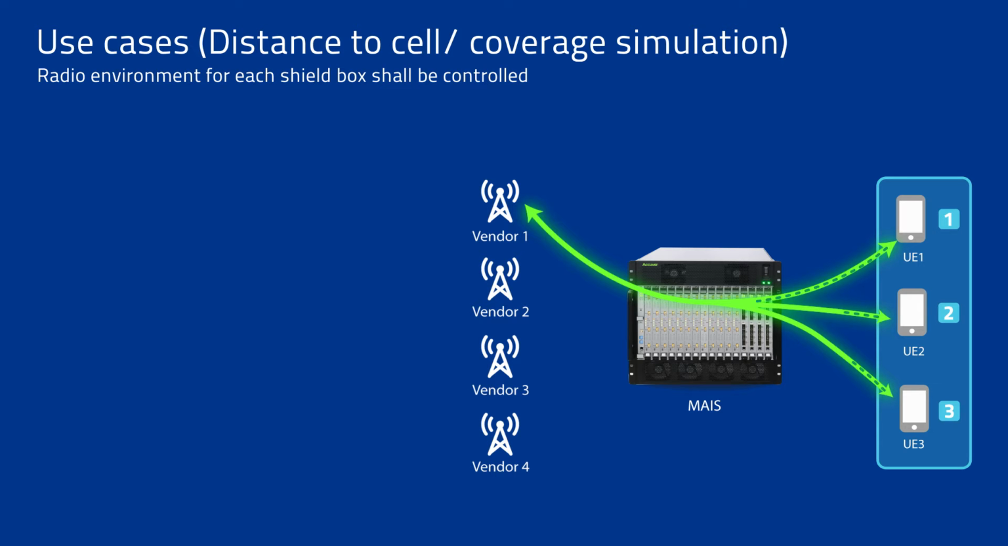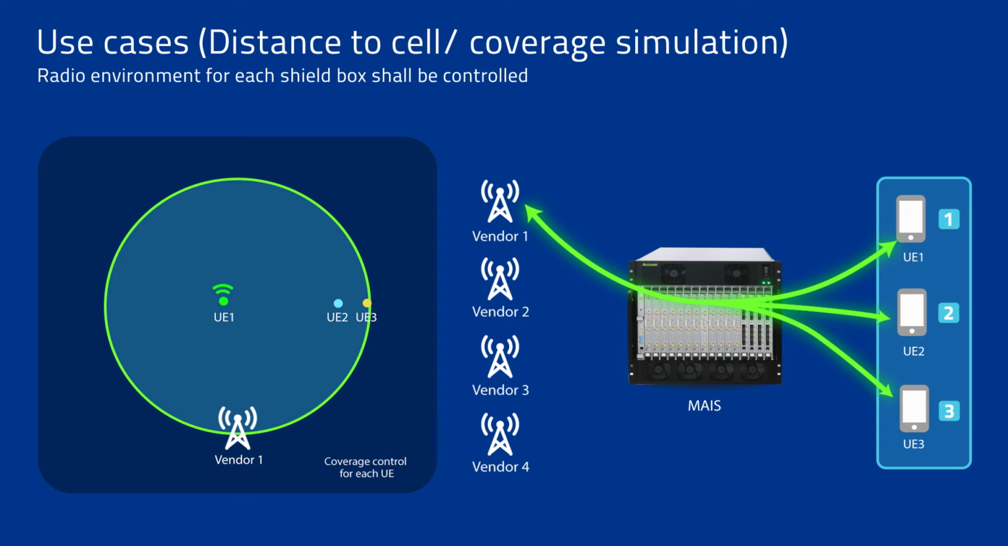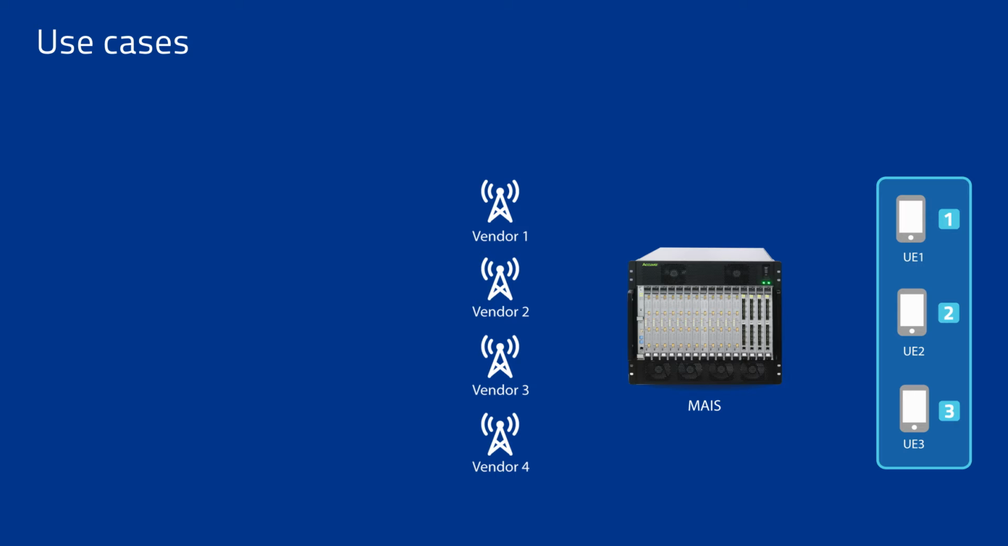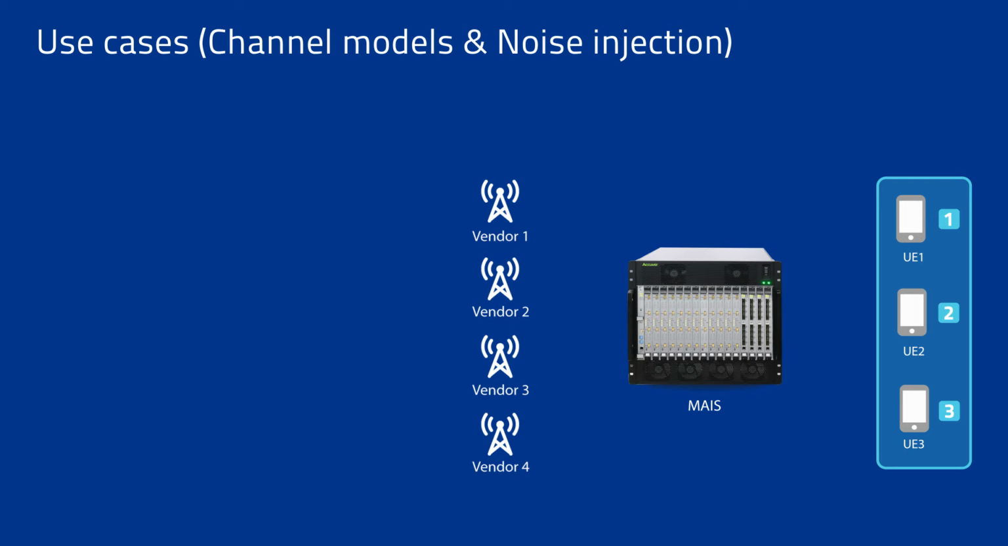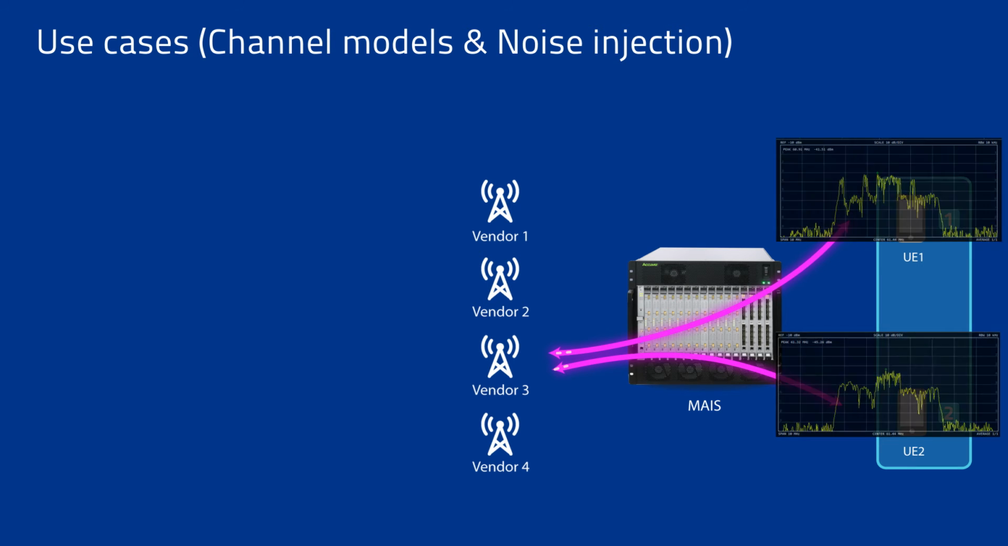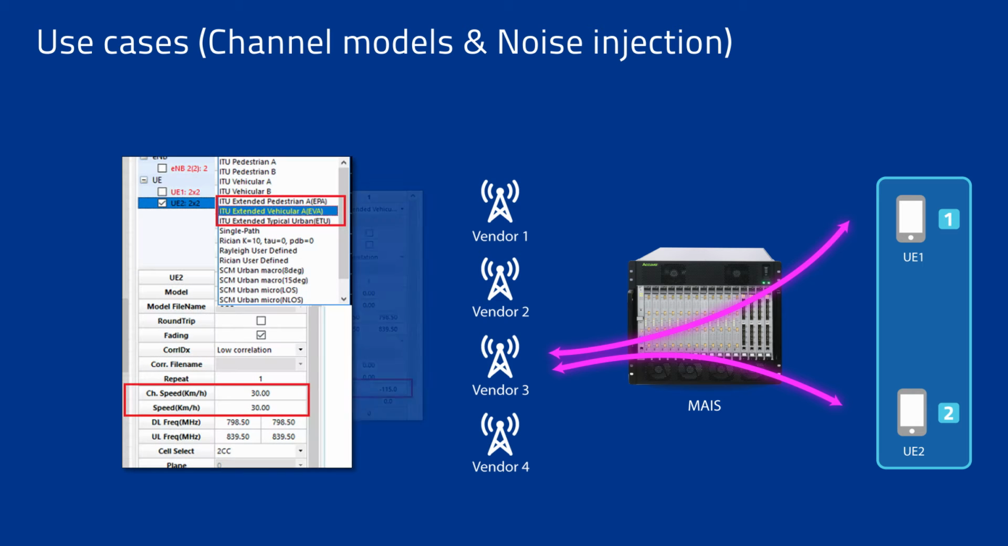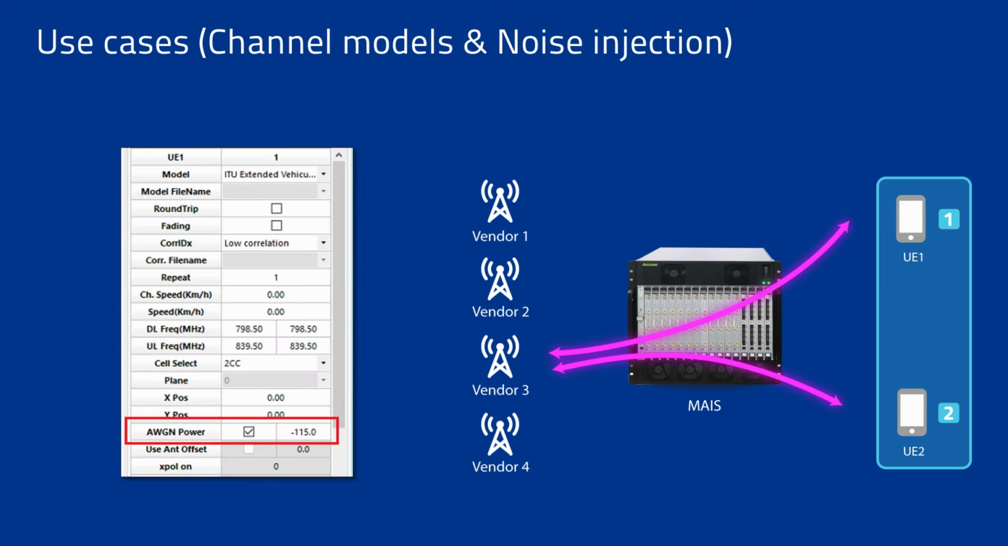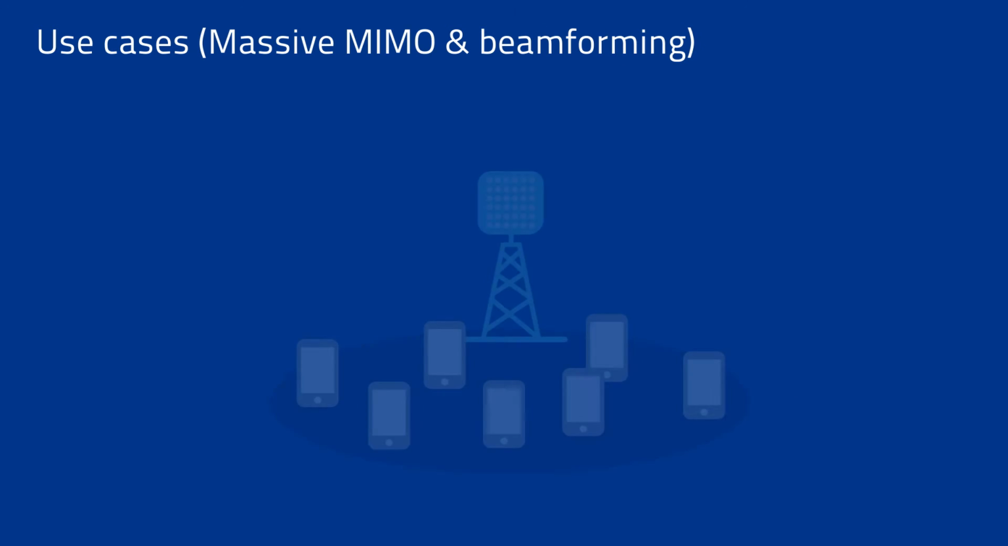Users can simulate an RF environment specified by the distance between BS and UE using MAIS. Cell coverage performance can be easily compared with the same test scenario with multiple BS connected to MAIS. MAIS supports most of 3GPP and ITU channels as well as user-defined models. The embedded AWGN feature is another advantage of MAIS, allowing users to utilize noise injection without extra test equipment.